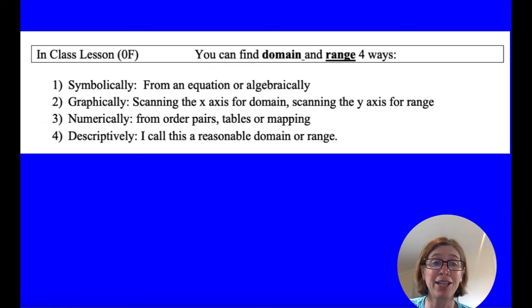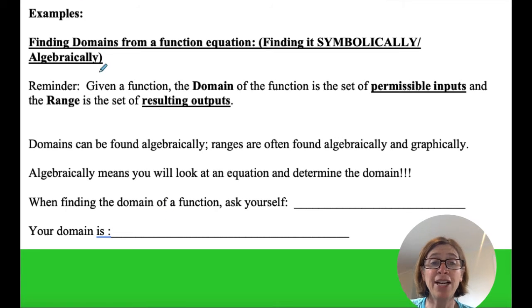Okay, so today we're going to look at symbolically. So when we find domains from a function equation, you're looking at an equation. Given a function, we need to remember that the domain of the function is the set of permissible inputs, like the ones I'm allowed to put into the equation. And the range will be the resulting outputs. So domains can be found algebraically. Ranges are often found more graphically, but can also be found algebraically. And algebraically just means you look at an equation and you determine the domain.